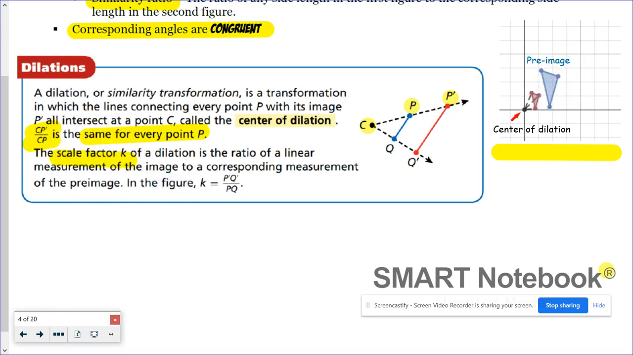So that does mean that if this is 6 and if this is 3, I can use those because those are linear measurements in order to find scale factor as well. So I can use the distance each of those points are from the center of dilation to find scale factor, or I can use segment lengths.